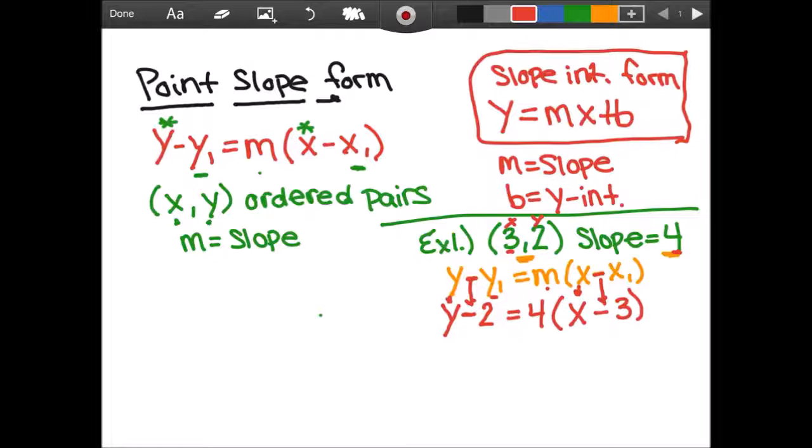Now what we're going to do is we're going to distribute. So I'm going to keep the left side of the equal side the same. And I'm going to come over here and I'm going to distribute this 4 into this parentheses. Distribute means multiplication. So I'm going to go ahead and 4 times x, mush them together, you get 4x. And 4 times negative 3 is negative 12. Make sure you make that a negative 3.